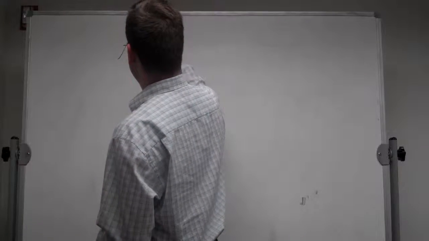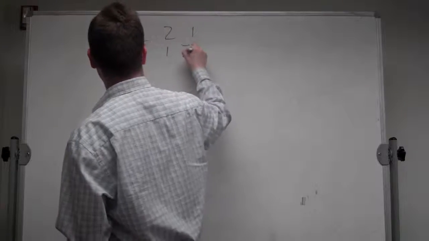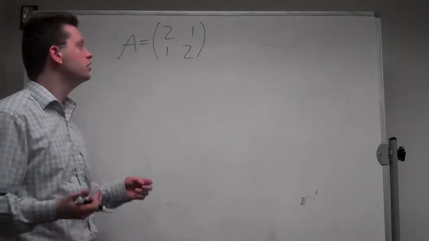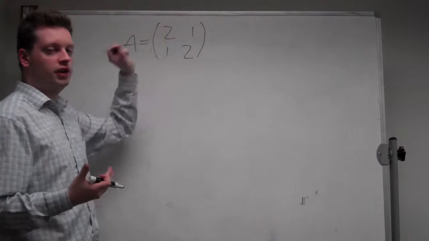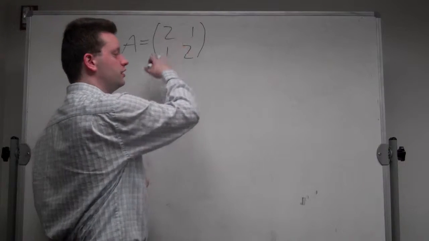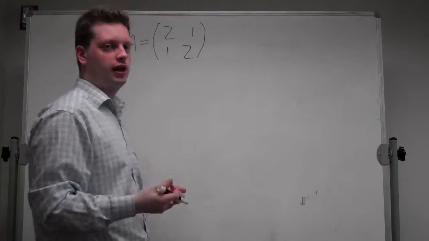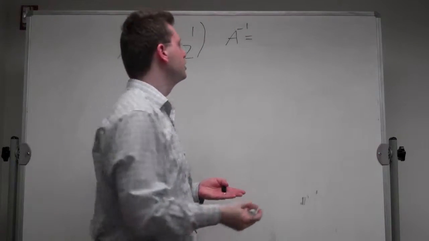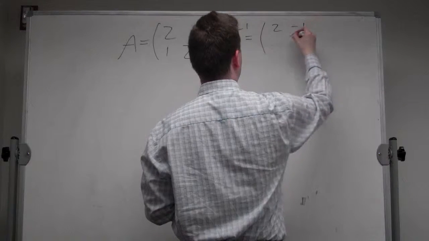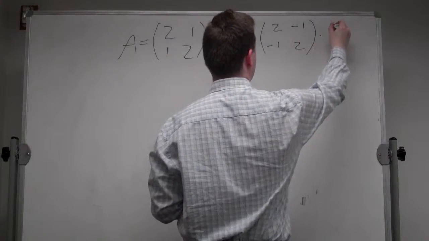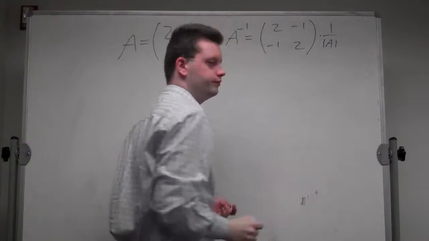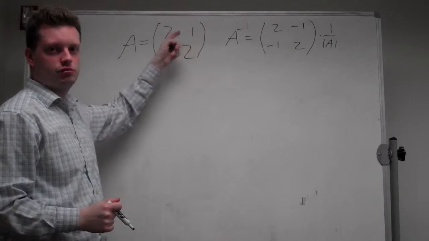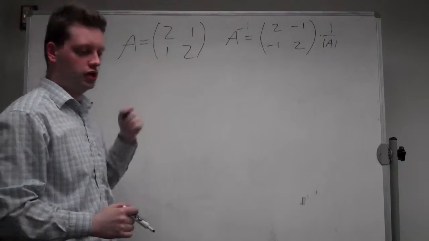If you have matrix A, which is equal to 2, 1, 1, 2, you might already know that the inverse is simply flipping the diagonal elements and taking the negative of the off-diagonal elements, multiplied by one over the determinant of A. In that case, the inverse is simply 2, minus 1, minus 1, 2, times 1 over the determinant of A. The determinant of A is simply 2 times 2 minus 1 times 1, which is 4 minus 1 equals 3.